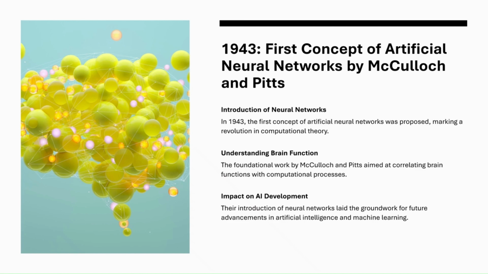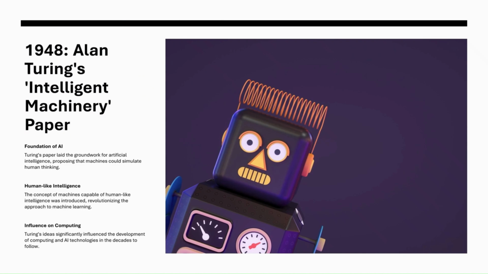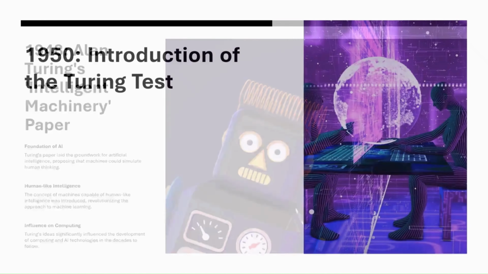The journey of AI started in the mid 1900s. Early ideas, smart machines, and neural networks helped set the stage for future development. In 1943, Warren McCulloch and Walter Pitts came up with the first idea of artificial neural networks. Their work helped people start to understand how the brain could link to a computer. Turing wrote a paper called Intelligent Machinery where he suggested that machines could act like a human and show intelligence. This important idea had a big impact on the future of AI.